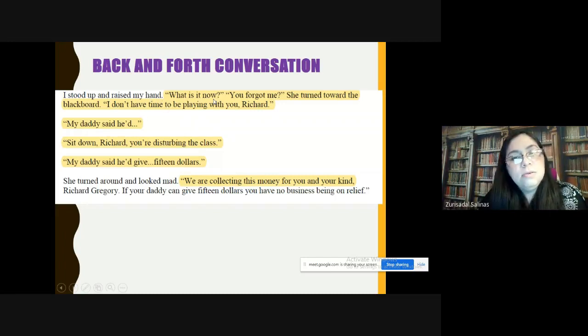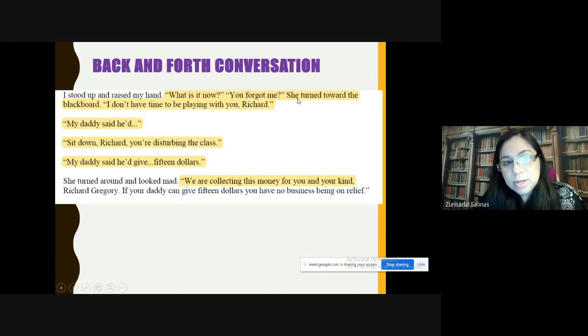What is it now? You forgot me. She turned toward the blackboard. I don't have time to be playing with you, Richard. Okay, so here we see an interchange. Gregory doesn't say he said, she said. We know that the speaker, the narrator, is talking first, or he raised his hand and then the teacher called on him. And then here this description becomes really important, even though it's not about he said or she said.